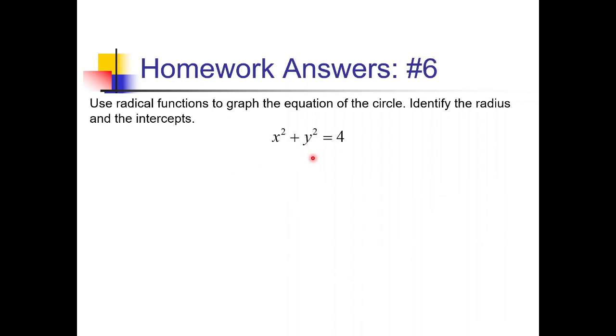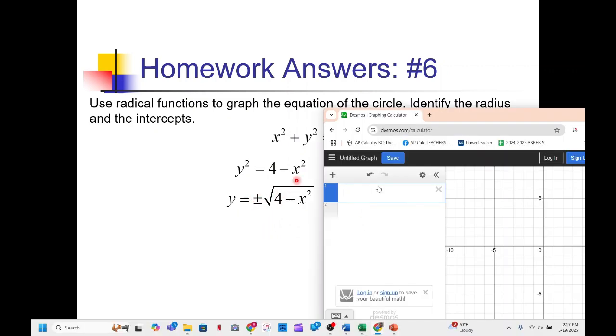To graph this circle with radicals, let me start by isolating the y. So I'll subtract x squared from both sides, and then plus or minus square root both sides here. So we have plus or minus square root of 4 minus x squared. Let me go to Desmos and graph these 2 different functions now. So on Desmos we have y equals sqrt, square root of 4 minus x squared. That gives me a semicircle up top. And let me do y equals negative cut and paste of that. So that gives me my other half of my circle.